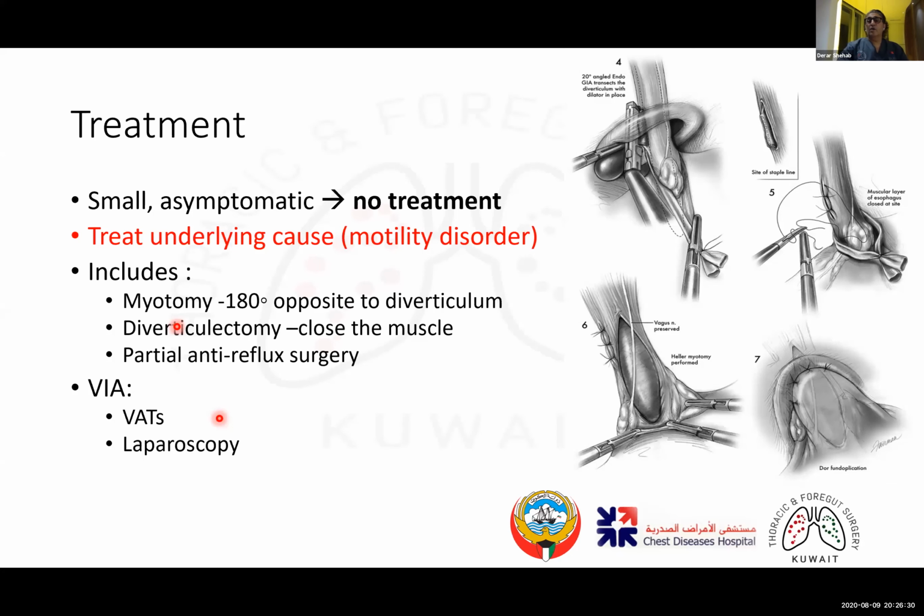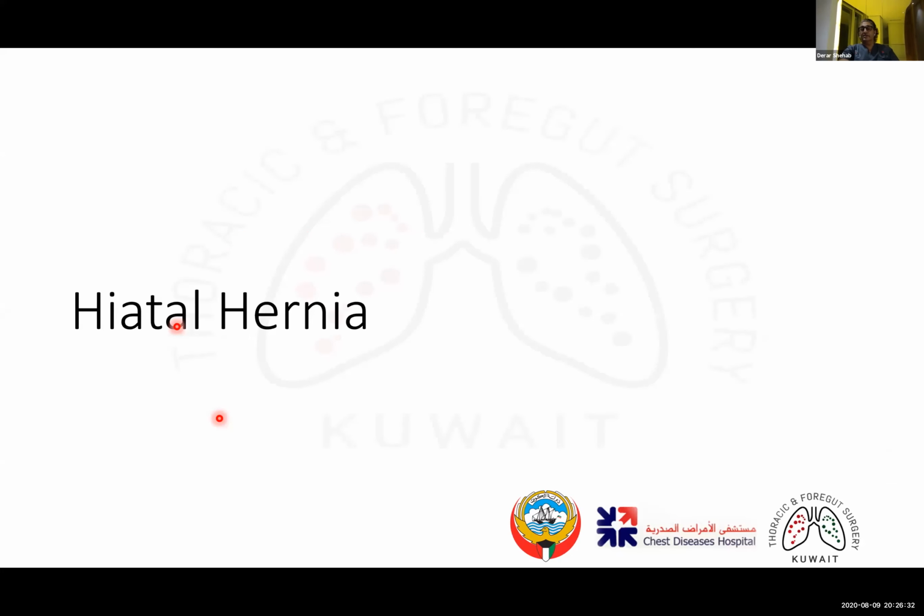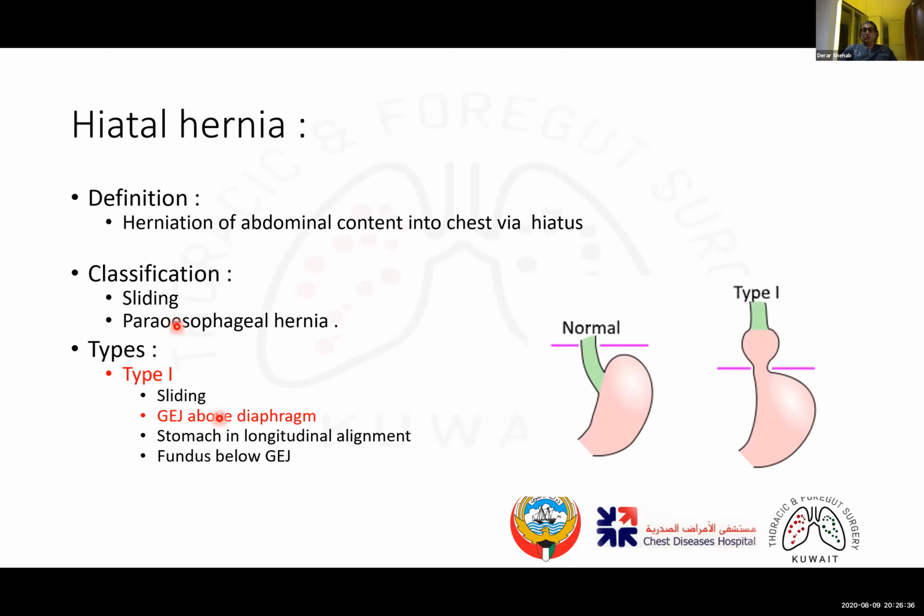We'll shift gear now to hiatal hernia. I think it's pretty common, and we see it almost on a daily basis. It is defined as herniation of abdominal content into the chest via the hiatus. It's classified into two, either sliding or paraesophageal hernia. And we have four types.